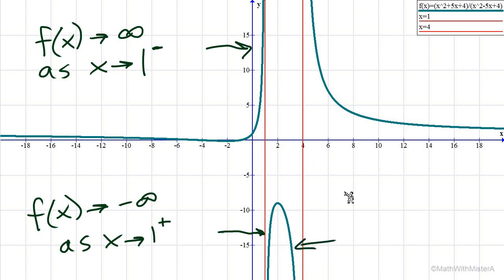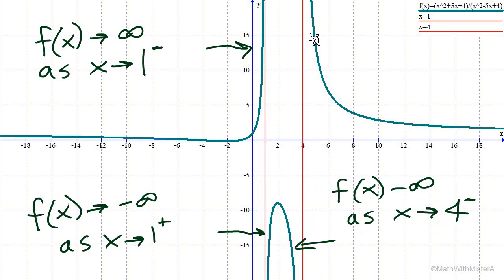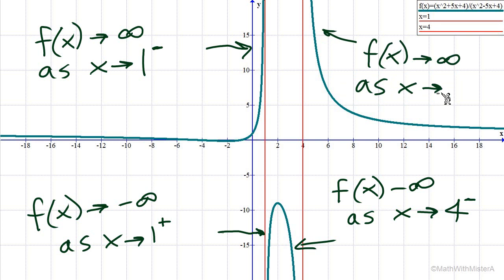Down here, another one running downward towards negative infinity. And this one is as x approaches what number? This asymptote at positive 4. And we are on the left side of that asymptote, the negative side. And lastly, up here, we're running upward towards positive infinity. F of x approaches infinity as x approaches which number? It's 4. And we're on the right side, the positive side.